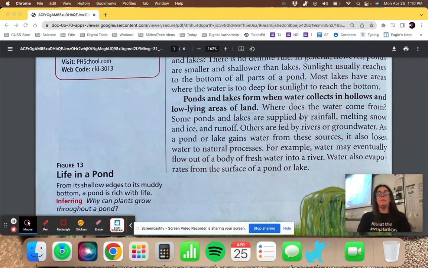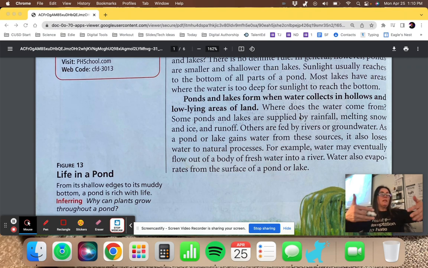Where does the water come from? Some ponds and lakes are supplied by rainfall or melting snow and ice and runoff. Sometimes, though, they are actually fed by a river or groundwater. As a pond or lake gains water from those sources, it also loses water to other natural processes. For example, water may eventually flow out of a body of fresh water into a river, but water can also evaporate from the surface of a pond or a lake.